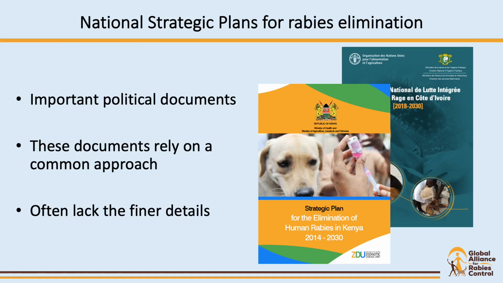If we consider the fact that the approach is almost always the same, the detail as to how the strategic plan will be implemented is what is truly important. These details are often highlighted, not in the strategic plan, but in an accompanying work plan. In our experience, the SARE plays a vital role in the creation of rabies-specific work plans, and I'll focus the rest of my talk on how this is achieved.